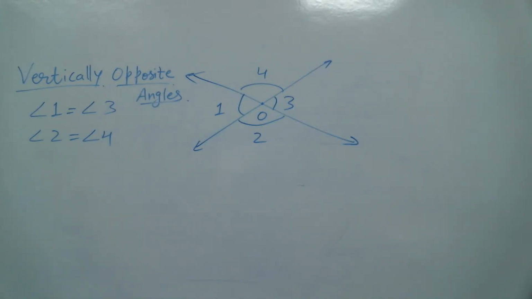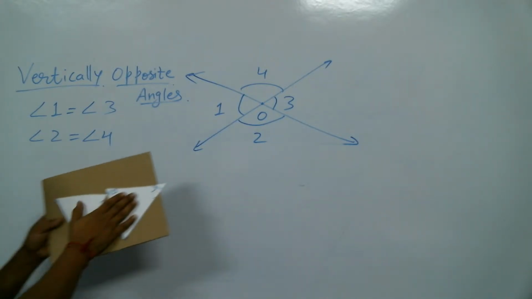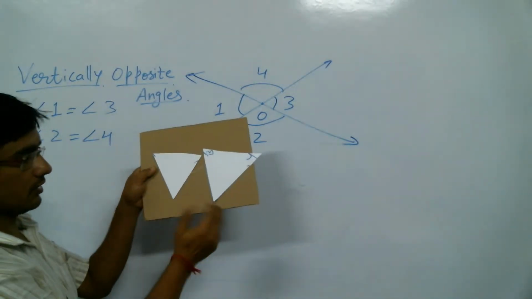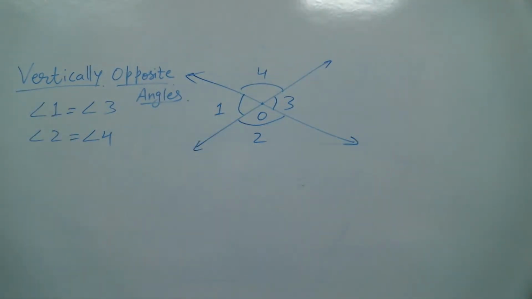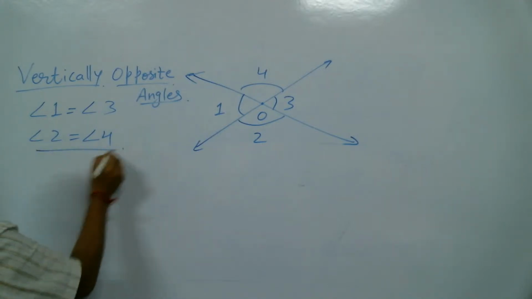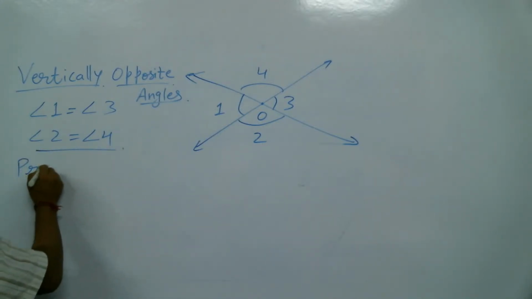Can anybody tell us how these angles become the same? If we want to prove it, what can we do? Look here, I have pasted these two angles and I can observe that these two angles are equal. Now we want to just prove it. Fine, so let's write the proof.